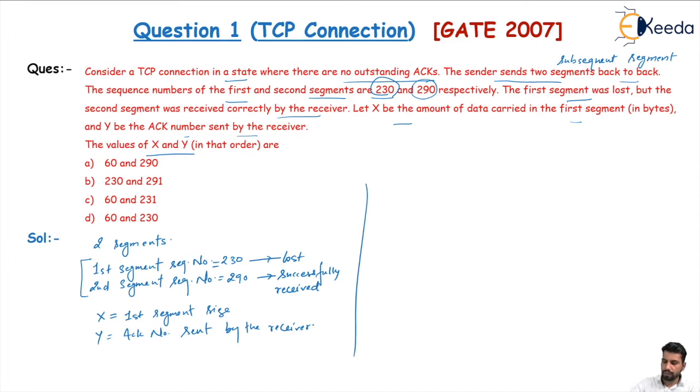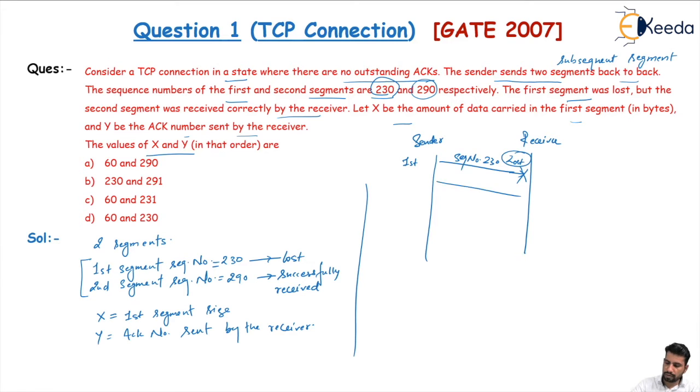The question is clear here. Between the sender and receiver, the sender sent a first segment containing sequence number 230, and this segment is lost, and the second segment with sequence number 290 is successfully received. Retransmission will take place when any segment is lost or corrupted. Any duplicate segment received by the receiver is discarded silently. Since segment number one is lost, the receiver will send an acknowledgement to the sender for the retransmission of the lost packet.